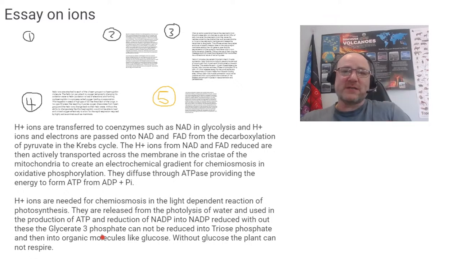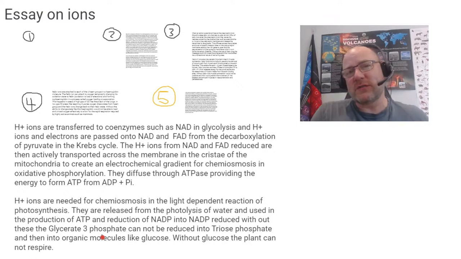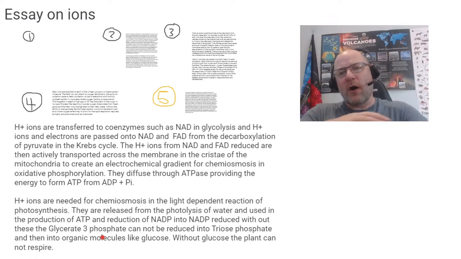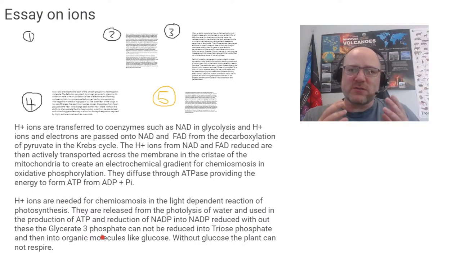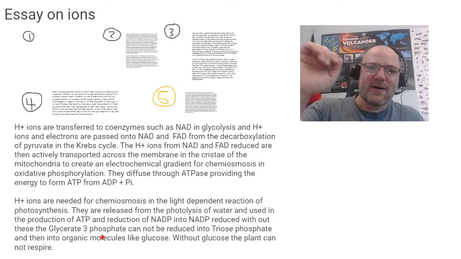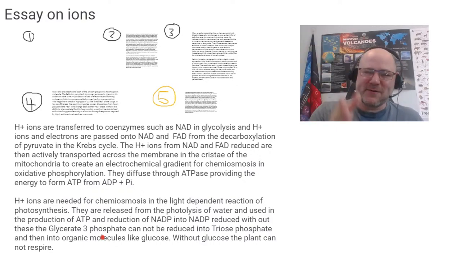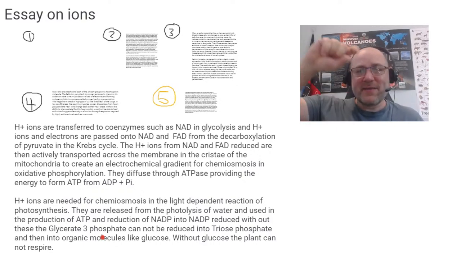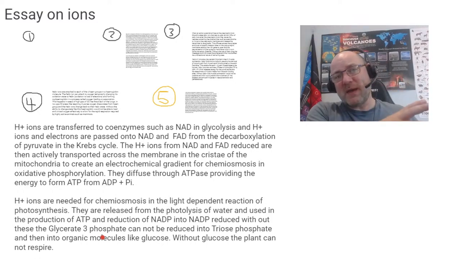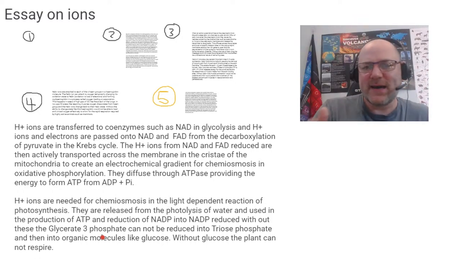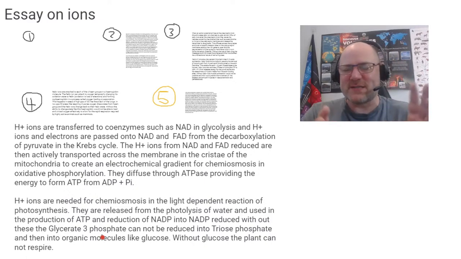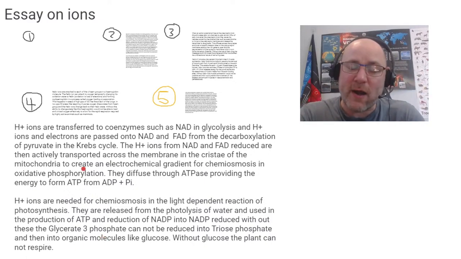And therefore, in photosynthesis, you wouldn't be able to make molecules like glucose. So the whole purpose of photosynthesis, the whole end result, which is to make a glucose molecule or another complex organic molecule, could not happen without hydrogen ions in chemiosmosis making the ATP that goes on to turn the GP into TP. So yeah, those of you that have studied photosynthesis and respiration will know what I'm on about. But that's the kind of paragraph you want on hydrogen ions.